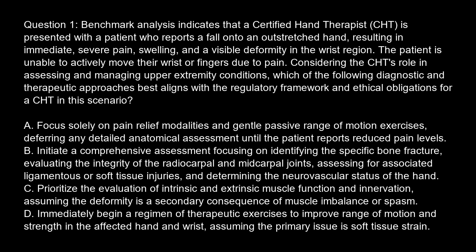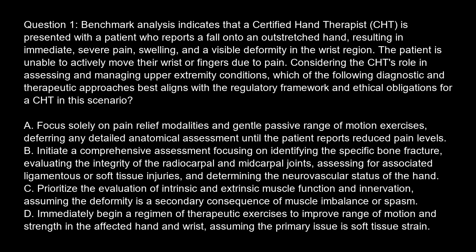aligns with the regulatory framework and ethical obligations for a CHT in this scenario? Option A. Focus solely on pain relief modalities and gentle passive range of motion exercises, deferring any detailed anatomical assessment until the patient reports reduced pain levels. Option B. Initiate a comprehensive assessment focusing on identifying the specific bone fracture, evaluating the integrity of the radiocarpal and midcarpal joints, assessing for associated ligamentous or soft tissue injuries, and determining the neurovascular status of the hand.